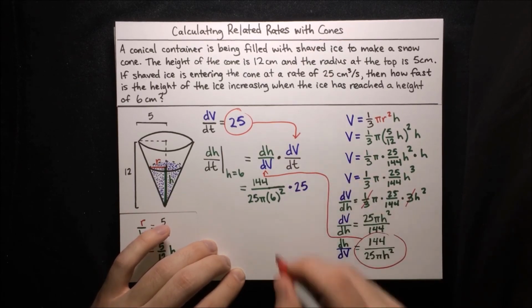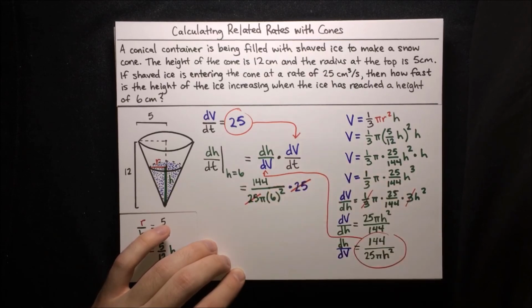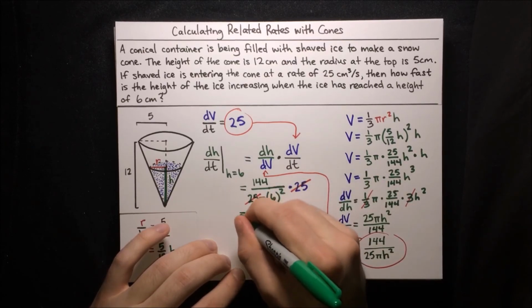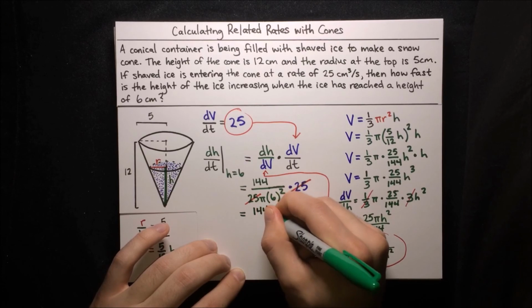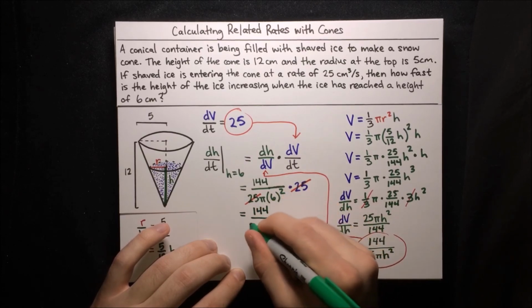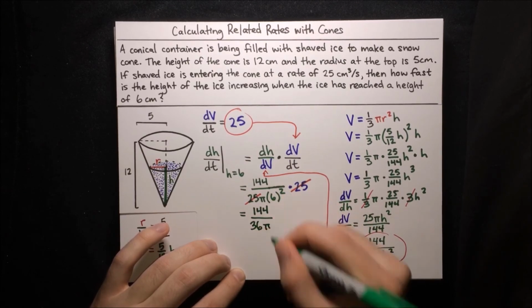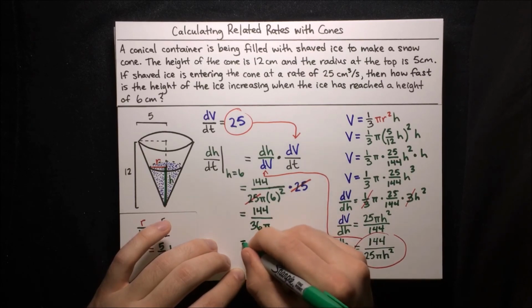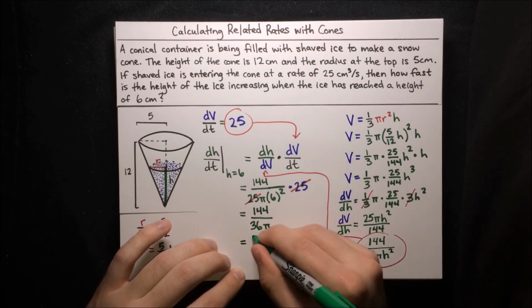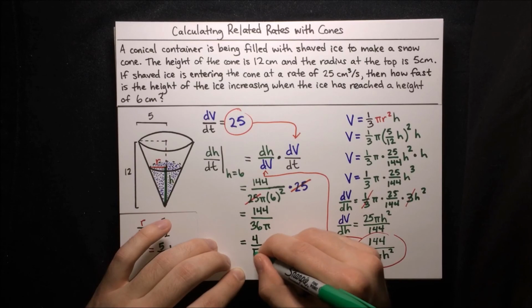And we see that some things cancel. This 25 and 25, those cancel. And now we've just got 144 over 6 squared, which is 36, so 36 pi. And 144 over 36 is just 4. So this comes out to 4 over pi.